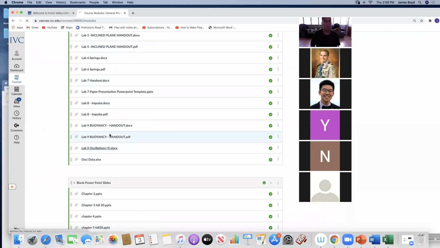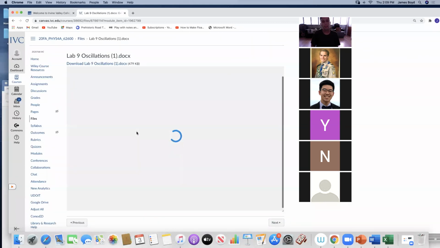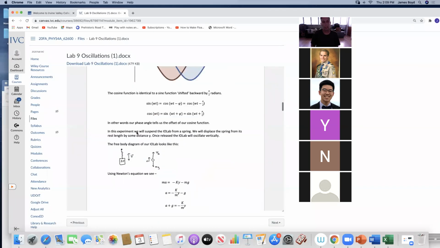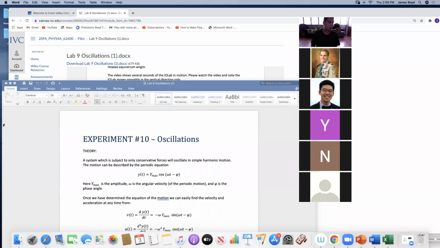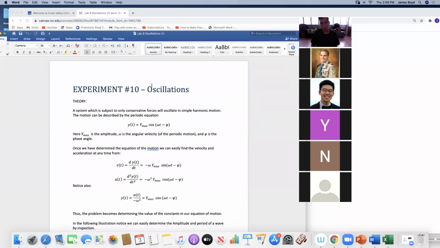cosine varies with time. So it's the angular velocity of the cosine function. And our goal whenever we do oscillations is we want to find Y max, we want to find omega, and we want to find the phase angle. And we'll get all of those things from our graph.